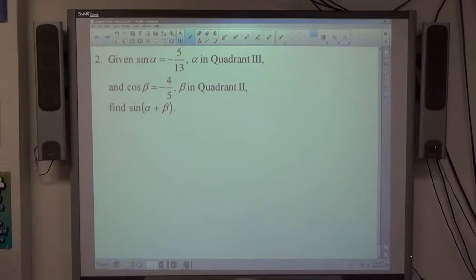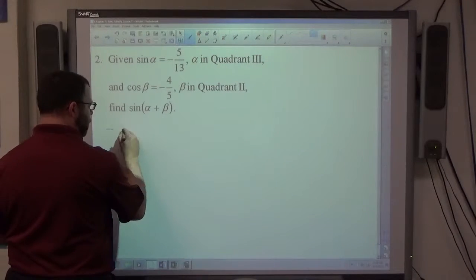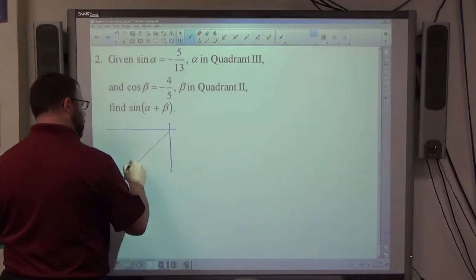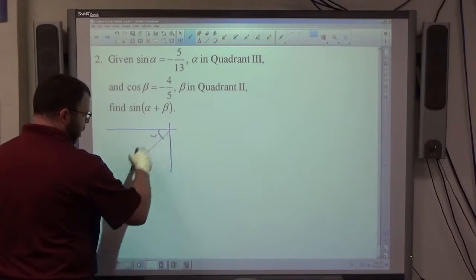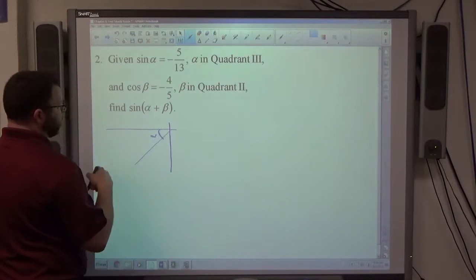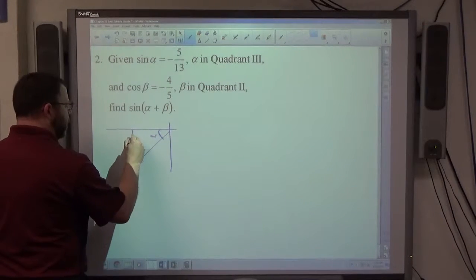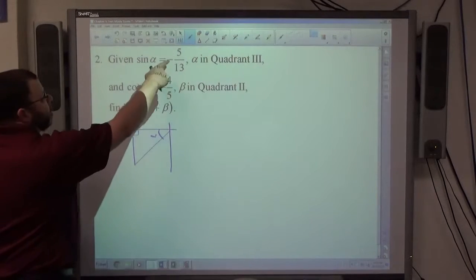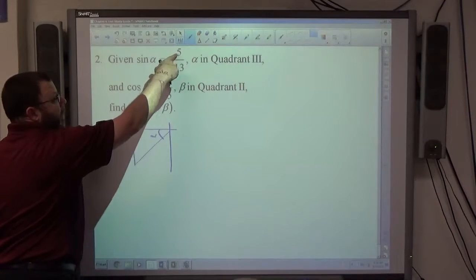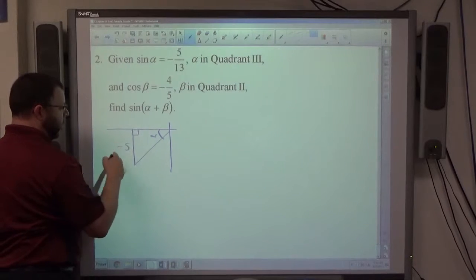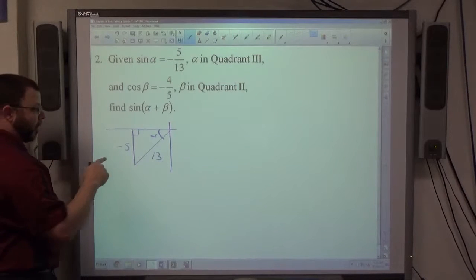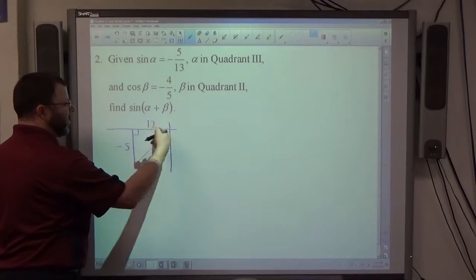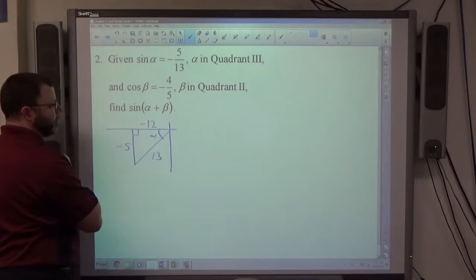Number 2, we got two angles, alpha and beta. Alpha's in quadrant 3, so if I draw a quadrant 3 right here, draw alpha into quadrant 3, always draw the vector from the origin out into the right quadrant and then go up to the x-axis to create the angle. Create a right triangle. Sine of alpha, so opposite over hypotenuse, negative 5/13. The negative goes on the up and down, the 13, the hypotenuse is always positive. A Pythagorean triple, 5, 12, 13. And since I'm going left for this dimension, it's a negative 12.